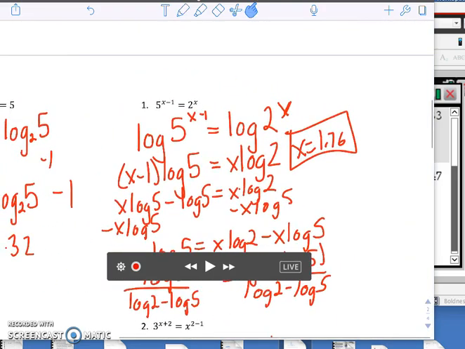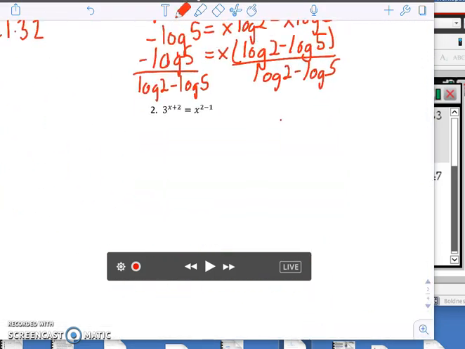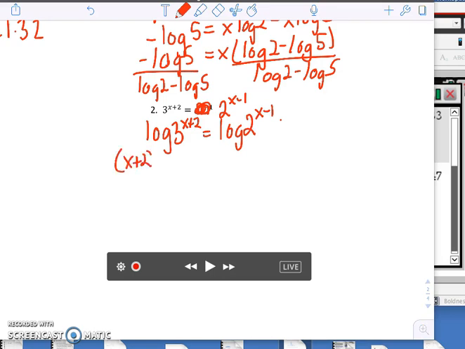So let's take a look at a second problem here. And this one's actually supposed to be, let's rewrite this as 2 to the x minus 1. So x's are on both sides, so we're going to start by logging both sides. So log 3 to the x plus 2, log 2 to the x minus 1. So we can bring that out in front. So x plus 2 times log 3 equals x minus 1 times log 2.